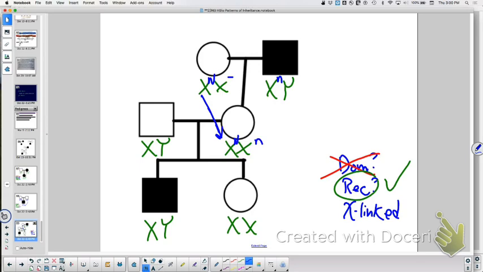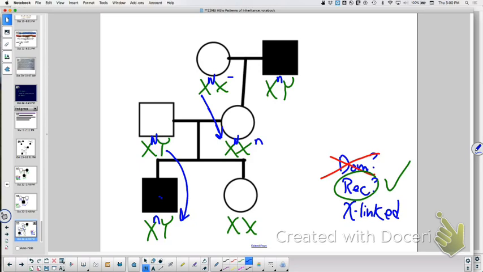Okay, does this father have the disease? No, so what is he? Big N. Okay, so here's a son. Who did he get the Y from? His dad, right? Who would he get his X from? Mom. What were the odds that she was going to give him a bad N? 50-50. That seems like pretty high odds to me, which apparently she did, and that's why he has the disease.